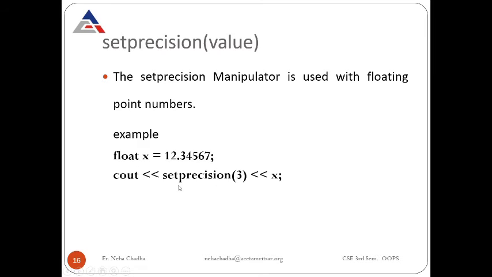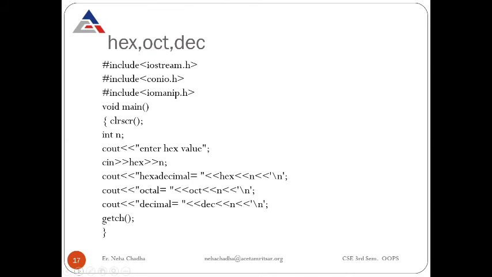Then setprecision. Here I am taking some float value. I am setting setprecision 3, then going to print the value of x. Then my result will be 12.345 because I have set precision 3 here. I only want 3 decimal places. Fine.